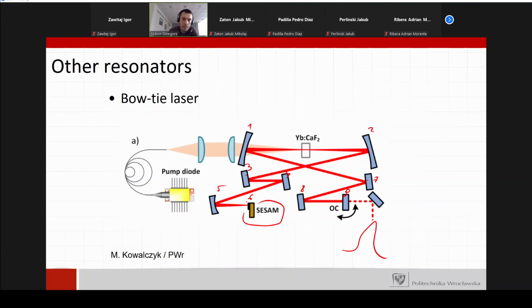But it requires very high intensity, so the SESAM needs to be placed in the point where we have a focal spot, the smallest radius of the beam. So that's why this mirror needs to be curved, so that we have the focal point here. We have the waist here. And the second waist is here inside the active medium, which is the ytterbium-doped calcium fluoride crystal or glass.